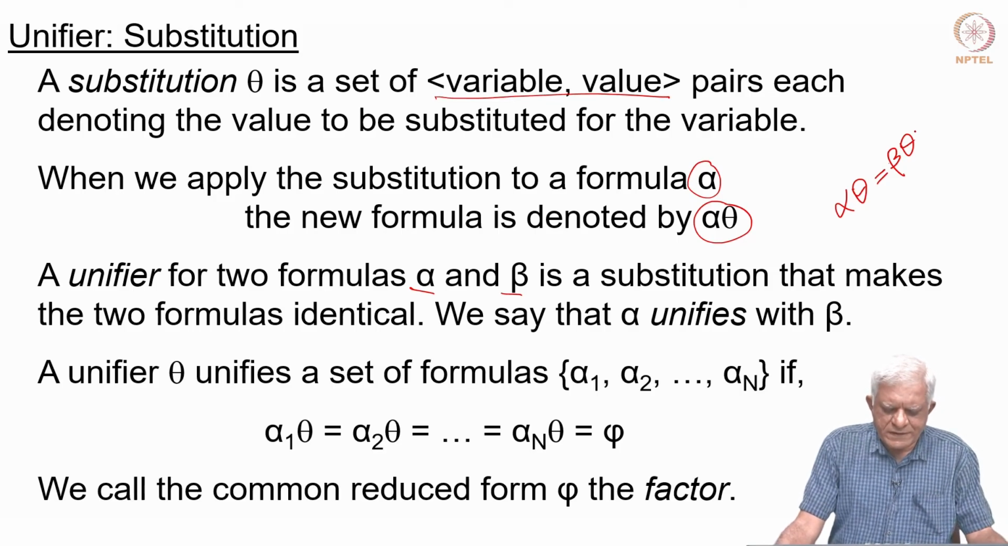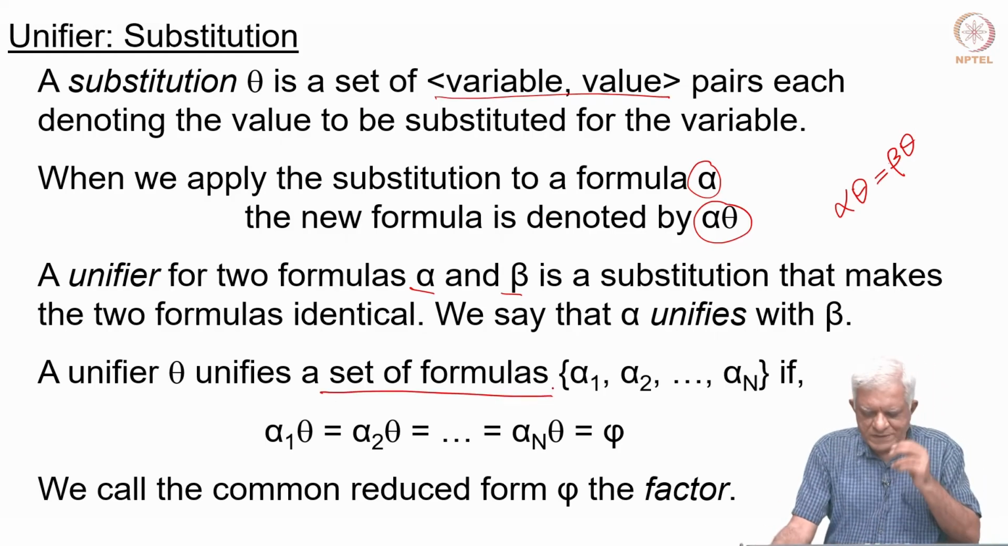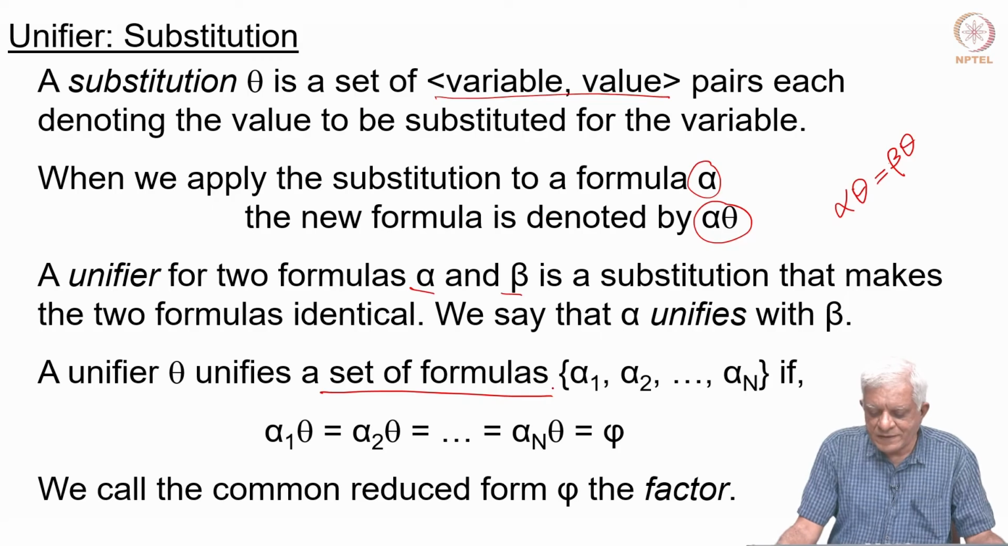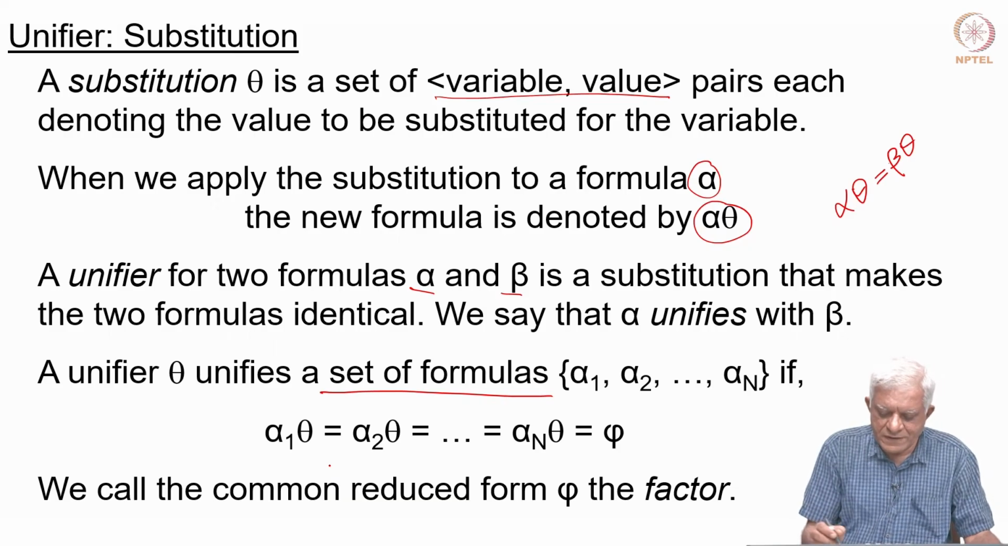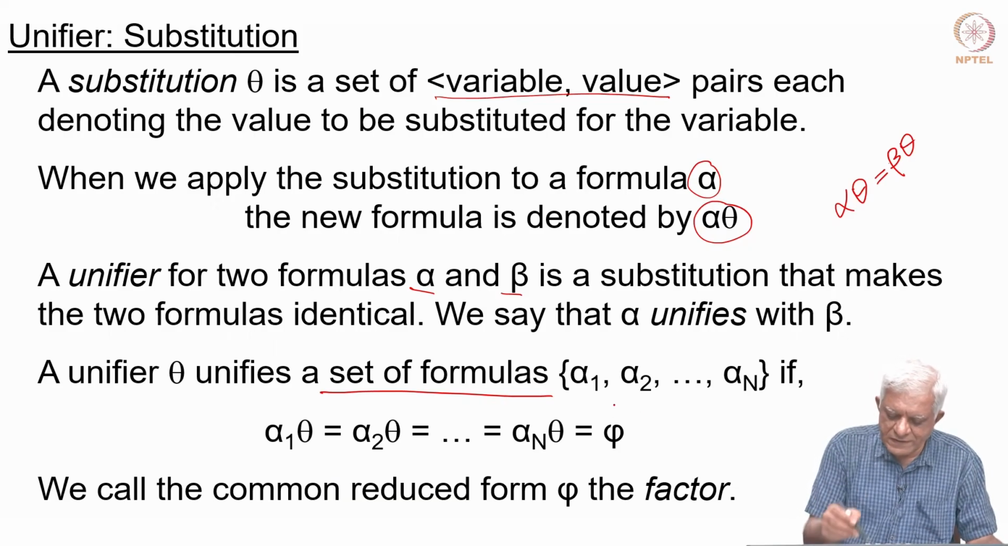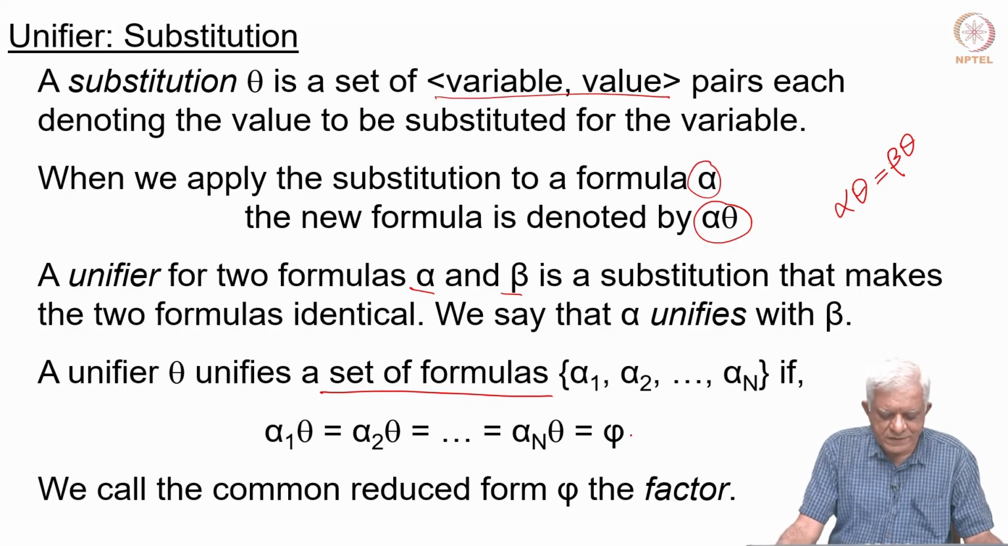So, a unifier theta, it can unify a set of formulas, it does not have to be two formulas, it can be a set of formulas alpha 1, alpha 2 up to alpha n. If when we apply the substitution to all of them, they all become equal, and they become equal like this gamma, we call that as a factor essentially. So, that is the notion of a unifier. A unifier is basically a collection of variable value pairs which makes two or more formulas equal.